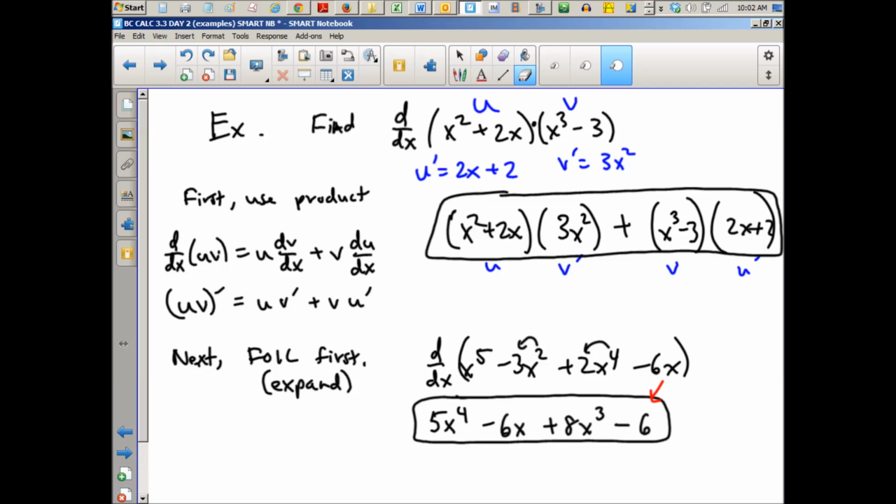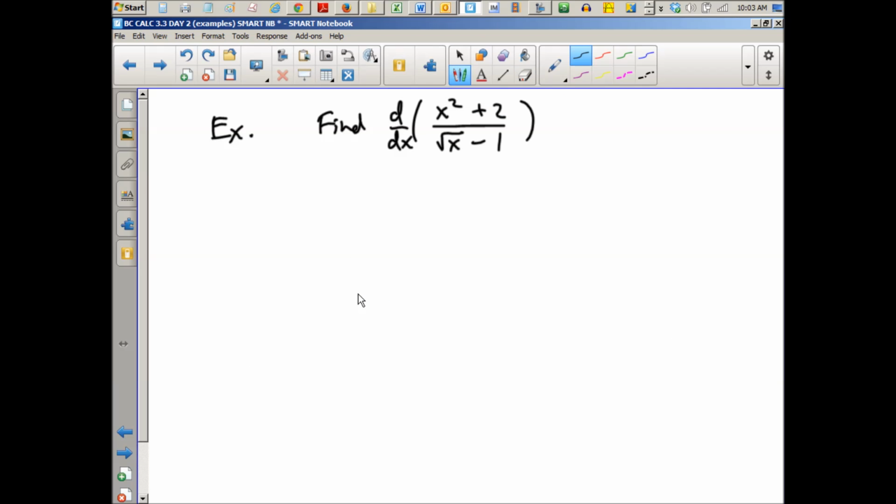Alright, now let's move on and do another example. Okay, our next example is a quotient rule example. You can tell from the way this problem is written that it actually is a quotient. So you have one function on top, which we can call u of x, and one function on the bottom, v of x.